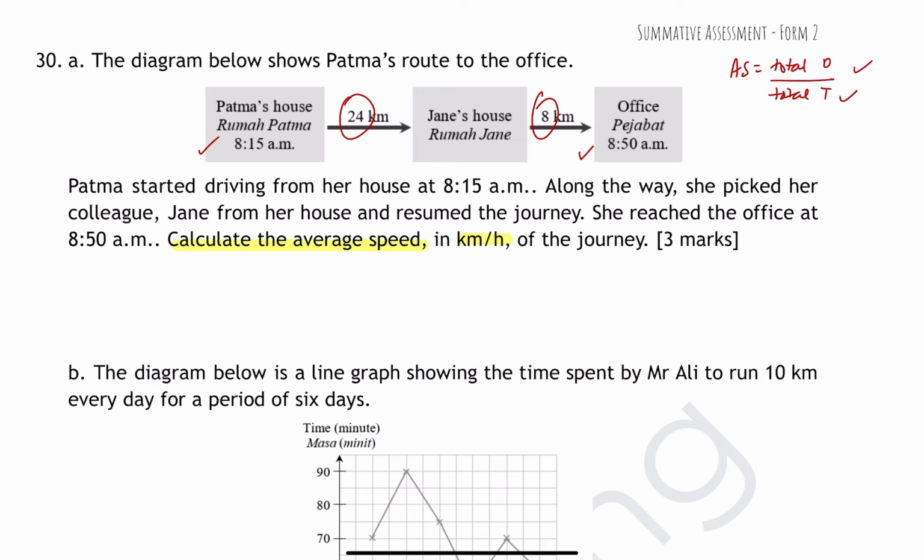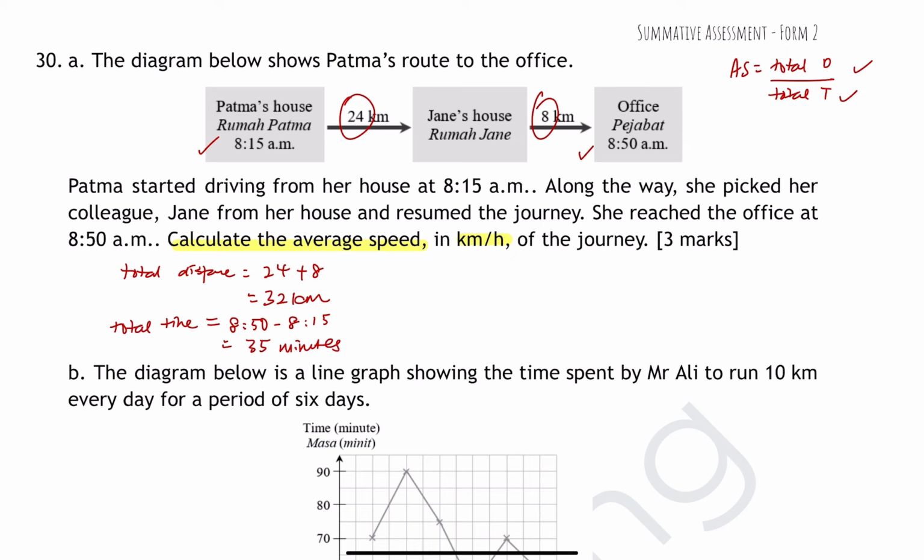Okay, so first thing, you can just put your total distance first. You are adding your 24 with 8 together, you get a 32 km. And for your total time, you are subtracting 8:15 from 8:50. So 8:50 minus 8:15, you get a 35. But over here, this is under minutes.